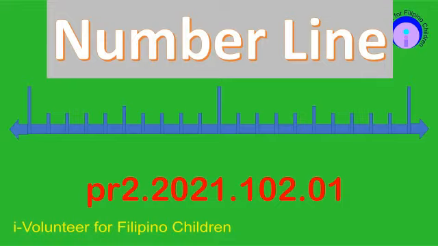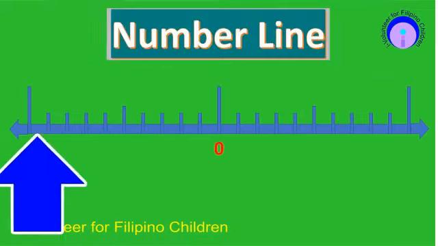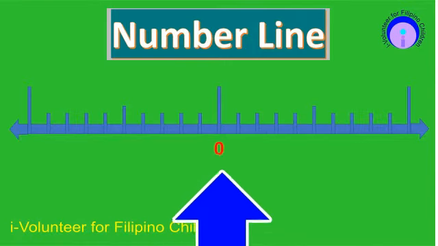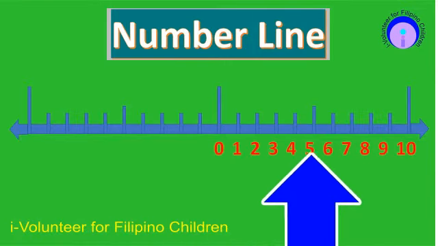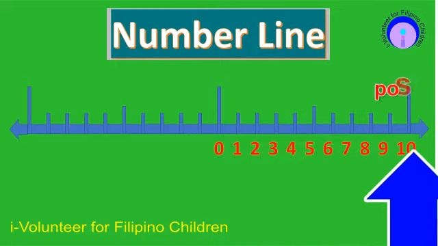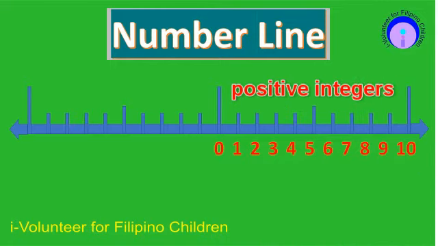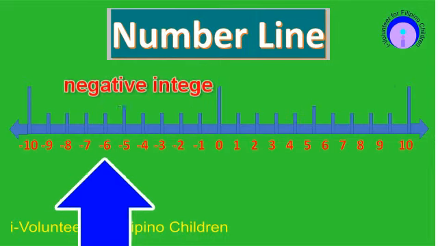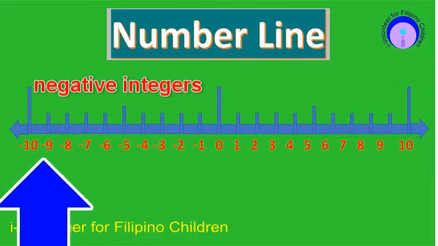Ano nga ba ang number line? Yan ay ipapakita natin sa susunod nating mga slides. This is the number line. At the middle is 0. The numbers on the right of 0 are called positive integers. At ang nasa kaliwa naman ng 0 ay tinatawag nating negative integers.